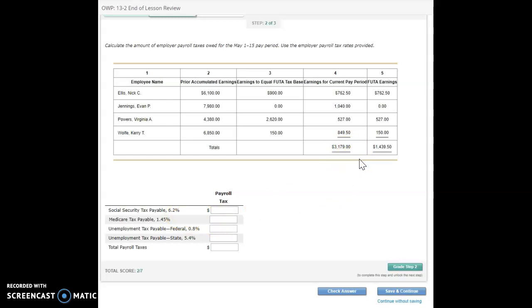So I'm going to take 3,179 times 6.2%. You get 197.10. Medicare, again, is off of the total earnings. So 3,179 times 1.45%, and I'll get 46.10.